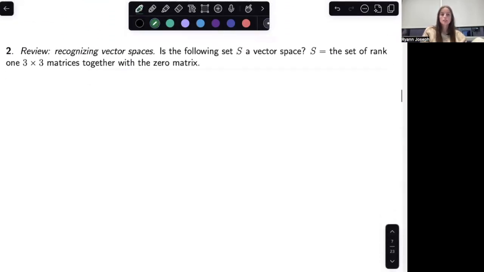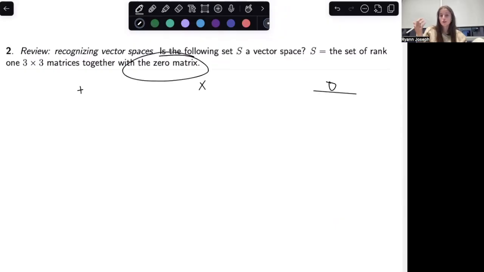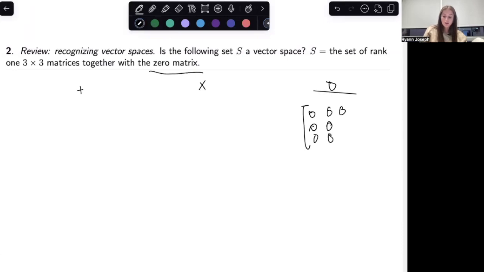Recognizing vector spaces. Is this a vector space? The set of rank 1 3 by 3 matrices together with the 0 matrix. So remember, we have our 3 things: closed under addition, scalar multiplication, and the 0 vector. They want us to not be able to discount it immediately for lacking the 0 vector, because they told us it also has the 0 matrix. So they're doing a cop out, I would say. The 0 matrix for 3 by 3 just looks like this, and they're telling us it's there. So this is true.